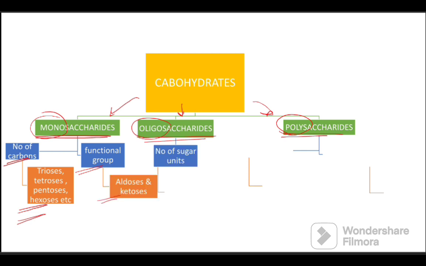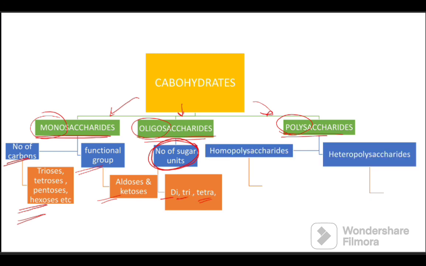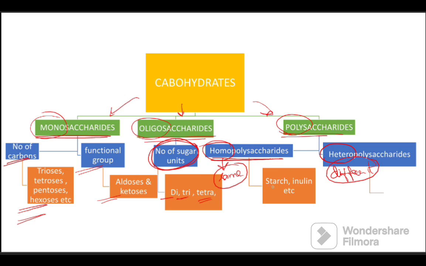Oligosaccharides, based on the number of sugar units, are divided into disaccharides, trisaccharides, tetrasaccharides and so on. And polysaccharides, based on the type of sugar unit, are divided into homopolysaccharides and heteropolysaccharides. If the same sugar units are present, they are called homo, and if there are different sugar units, they are called heteropolysaccharides. Some examples of homo: starch, inulin, etc. Whereas some examples of heteropolysaccharides are heparin, dermatan sulfate, chondroitin sulfate, etc.